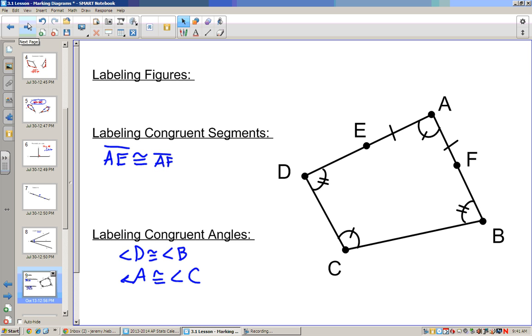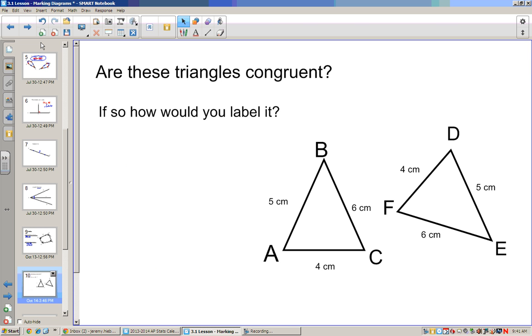Alrighty, moving on. Now, are these congruent? We have 5, 5, 6, 6, and 4, 4. Will those have to be congruent? And the answer is yes. If all the sides are congruent on one, match up with the sides congruent on the other, we'll say it's congruent. Now, how would you label it?